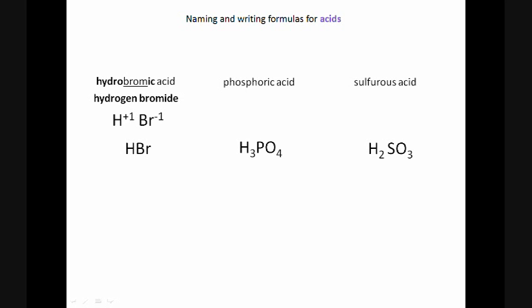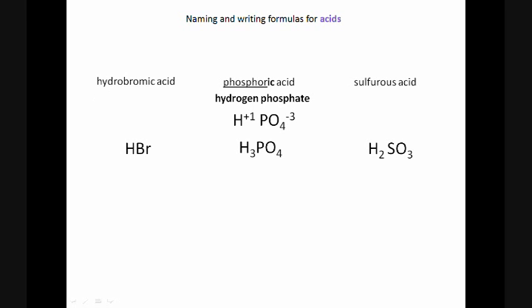The hydro-ic in hydrobromic acid tells us that this was originally bromide, so H plus 1 and bromine minus 1 come together to form HBr. The ic ending here tells us that this used to be phosphate, which is PO4 with a charge of -3. Equaling that out with hydrogen's +1 charge gives us H3PO4.